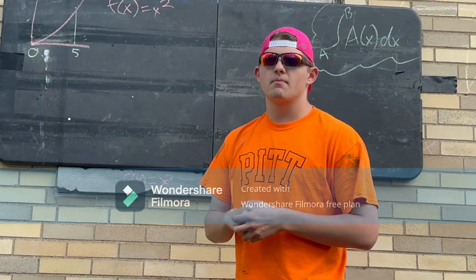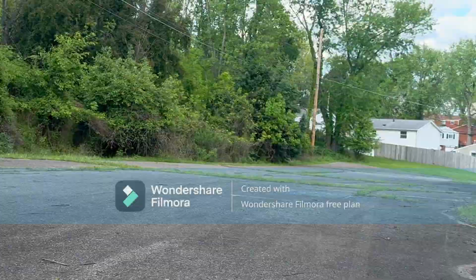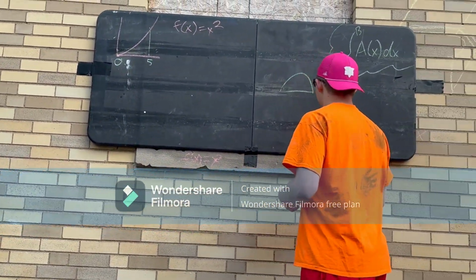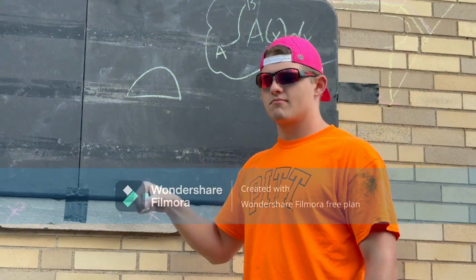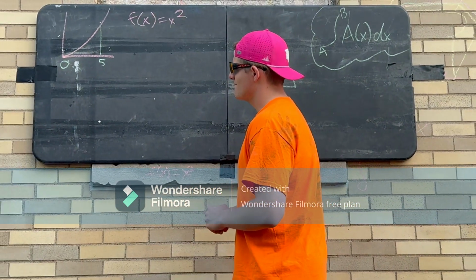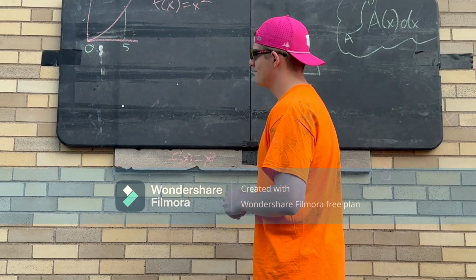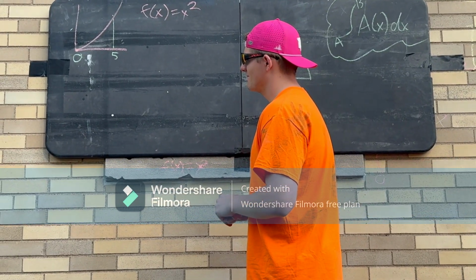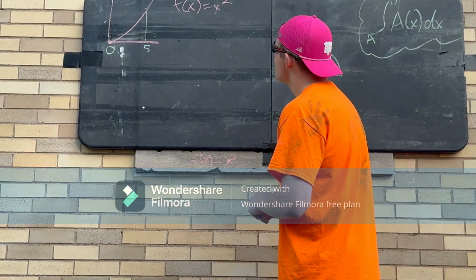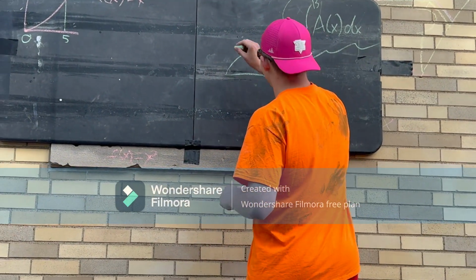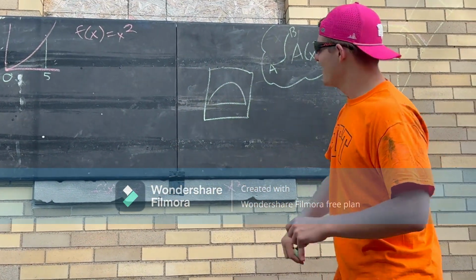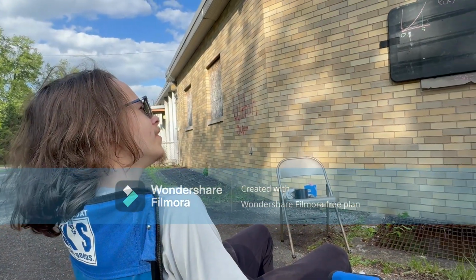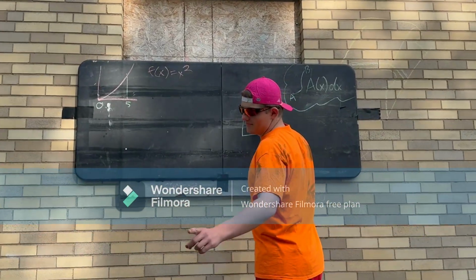Now, someone give me a shape. A semicircle? Semicircle. Yeah. We're gonna do a square. Ignore this. We're gonna do a square. Why are we doing a square? We'll get to that in a second.